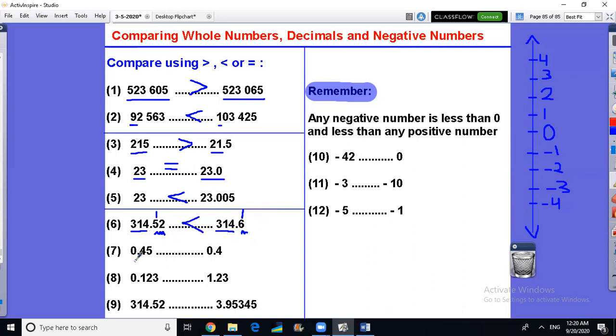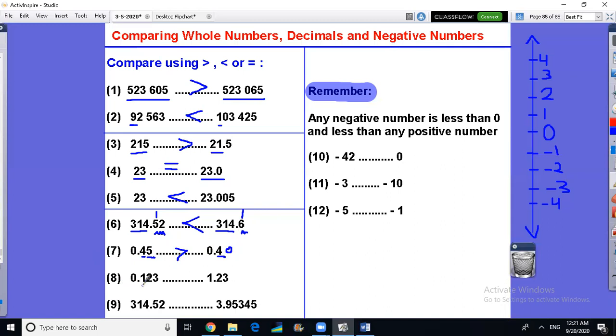Question number 7, 0.45 and 0.4. The whole numbers here are the same, 0 and 0. The first digit here is the same as the first digit here, 4 and 4. The second digit here is 5. The second digit here is nothing. What's nothing? 0. So this is greater. 45 and 40, this is greater, of course.